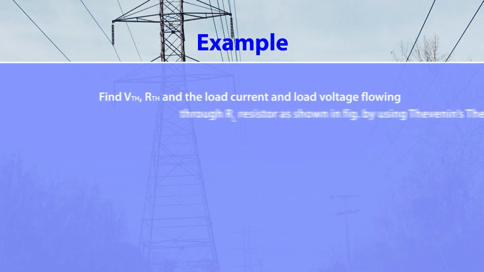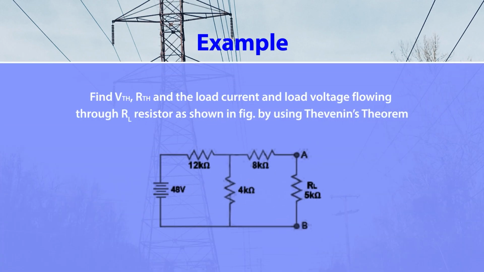Now this Thevenin theorem can also be explained with the help of one example. In this circuit you can see there is one voltage source of 48 volt and a number of resistances are connected. One resistance is 12 kilo ohm, another is 4 kilo ohm, the third is 8 kilo ohm, and the load resistance is 5 kilo ohm. So now you have to find the load current which is flowing in branch AB.